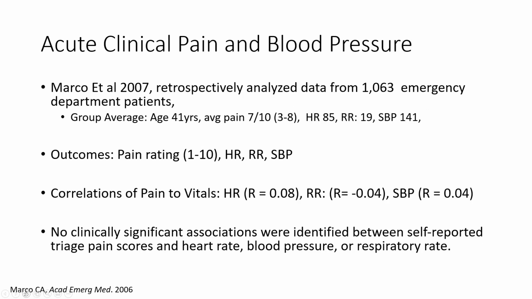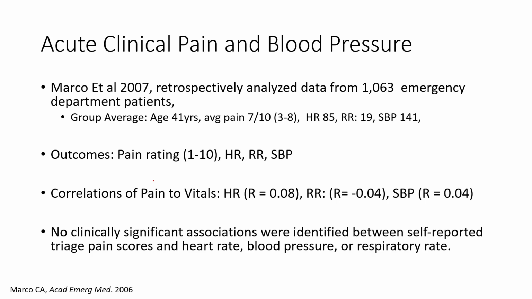And if we look at blood pressure, Marco et al. retrospectively analyzed data from 1,000 emergency room departments. Again, this is all observational data, right? There are other things, like Simpson's paradox, that can contribute to what we're observing here. It's observational data, not an experimental study. But the group averaged 41 years of age, which is pretty similar to what we're seeing in PT practice. Average pain rating was 7 out of 10, so pretty severe. The range was between 3 and 8.